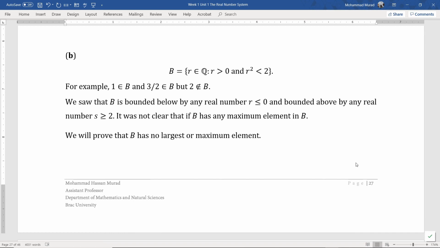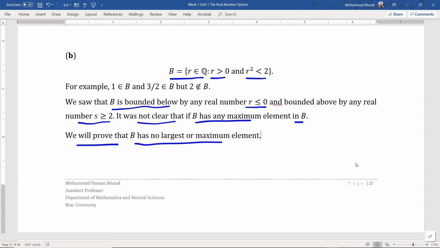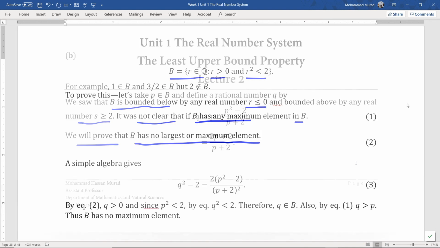Let's look at another example. Suppose B is a set of rationals r where r is positive and its square is smaller than 2. Earlier, we saw that B is bounded below by any real number r smaller than or equal to 0 and bounded above by any real number s larger or equal to 2. It was not clear whether B has any maximum element. We will prove that B has no largest or maximum element.